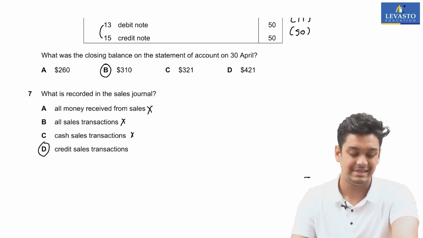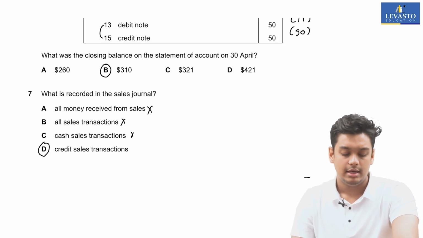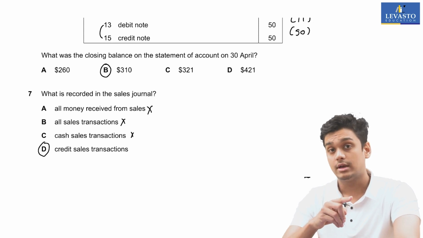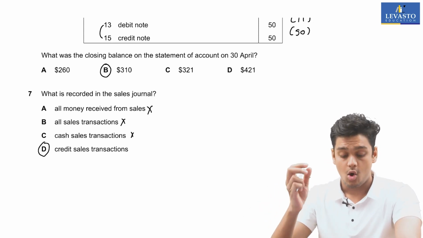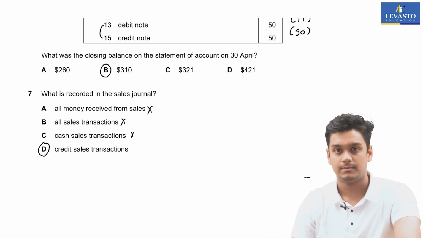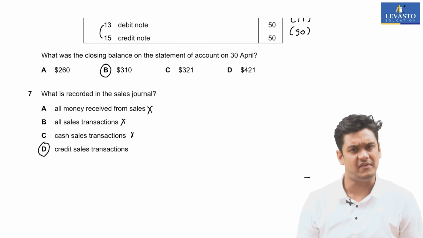Answer is B. But again, I would say it's a bit misleading because you could have a credit sale of non-current asset. If you have a credit sale of non-current asset, that will go to the general journal. Only credit sale of inventory goes to the sales journal. But according to the options they have given us, this seems to be fine.